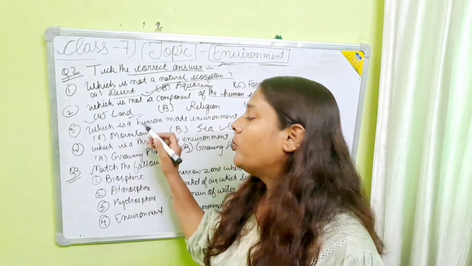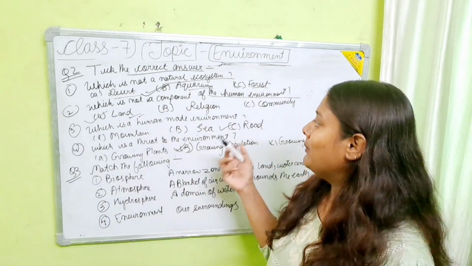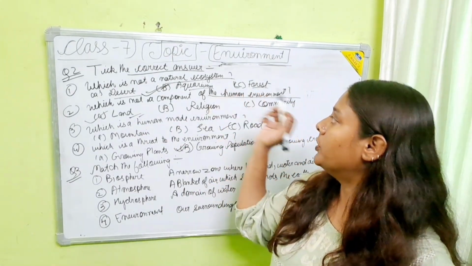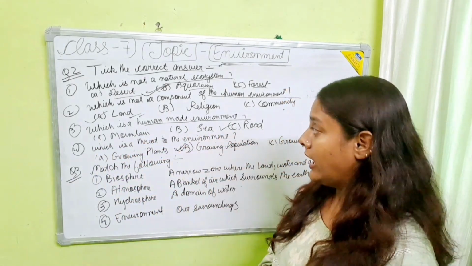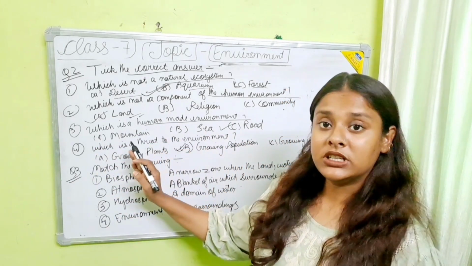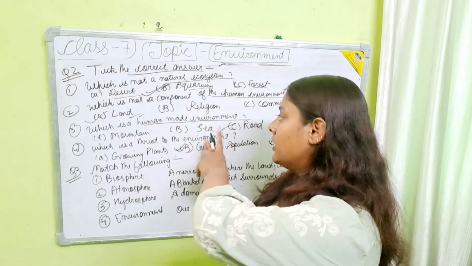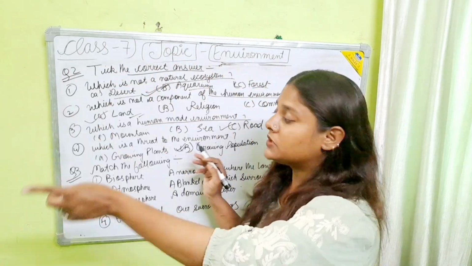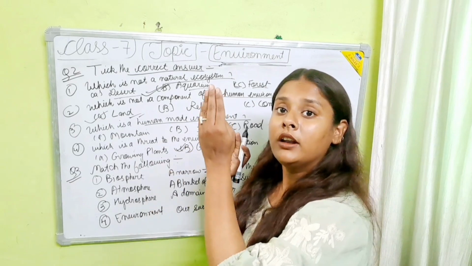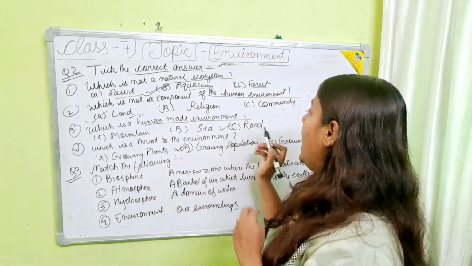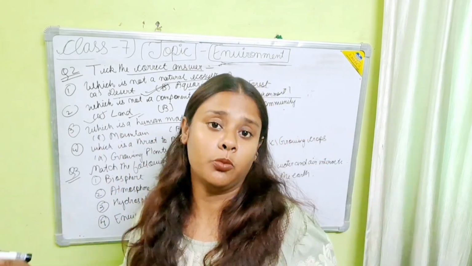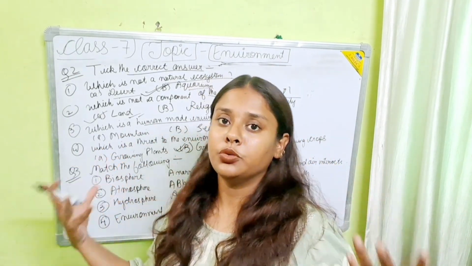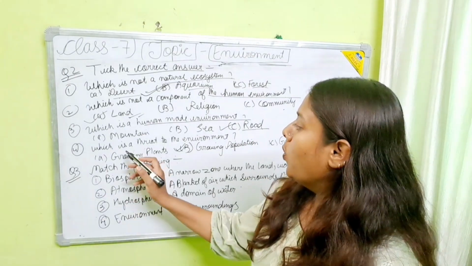Now, what is not a component of human environment? Definitely land, it is a component of natural environment, and religion and community are the components of human environment. Third, which is the human made environment? Mountain and sea. Mountain comes under lithosphere, and sea comes under hydrosphere. So they are part of natural environment, and road is a part of human made environment which was created and modified by humans according to their needs.